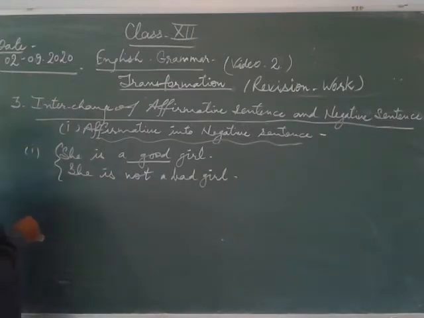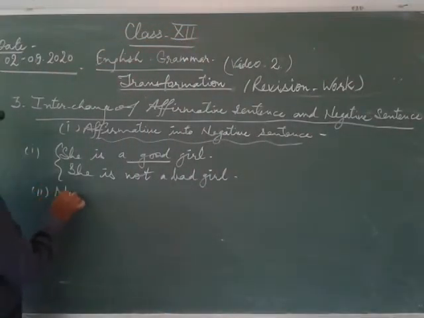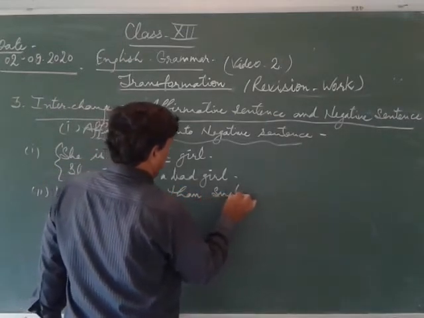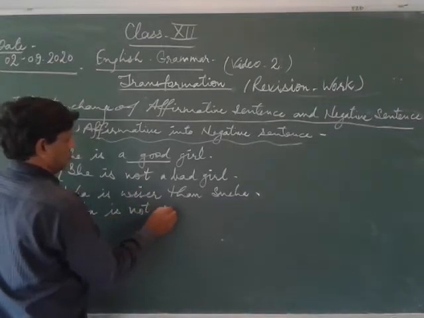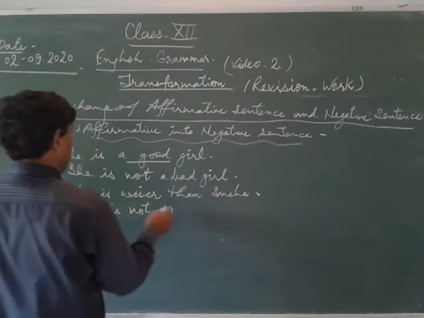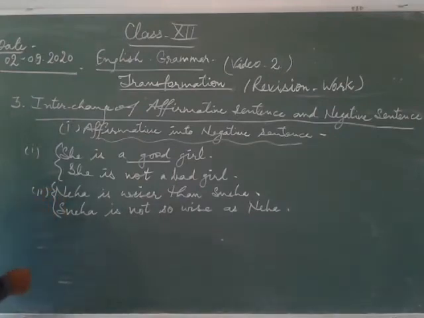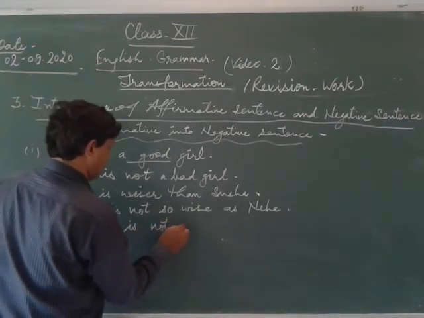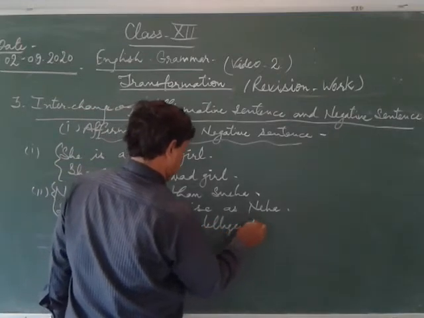Now, if there is a helping verb, do or does, you will use the same way. Now the second example, related to your degrees of comparison. Neha is wiser than Sneha. You will change it into a negative sentence. Sneha is not so wise as Neha. Okay? If this is in positive degree, then Rahul is an intelligent boy.